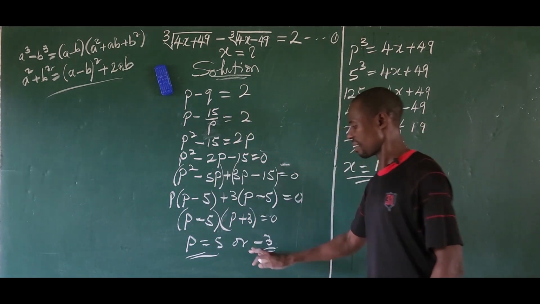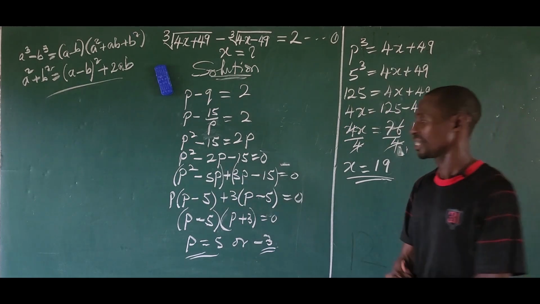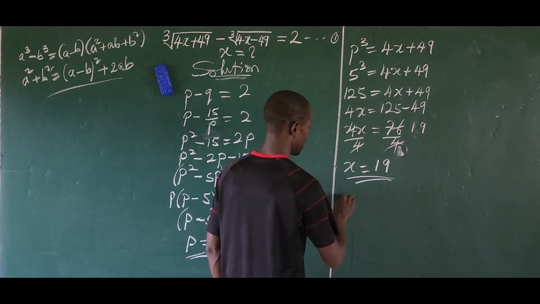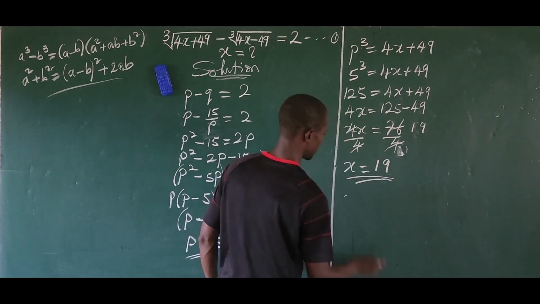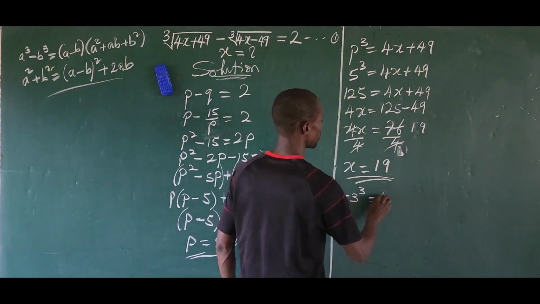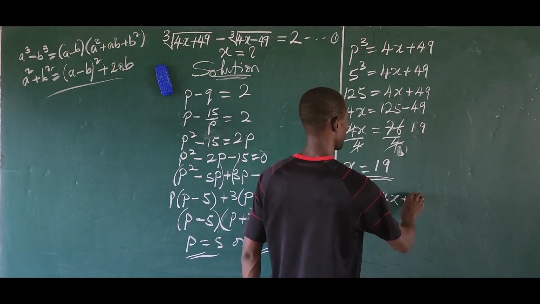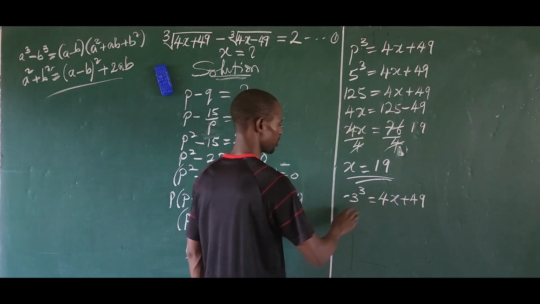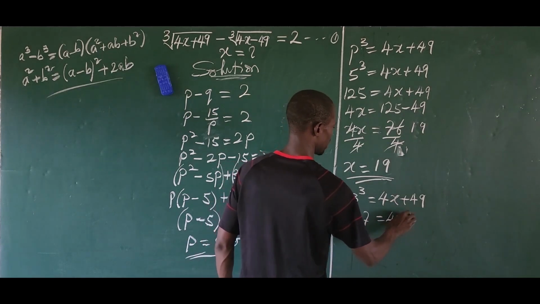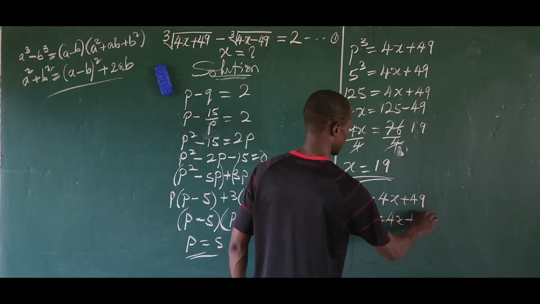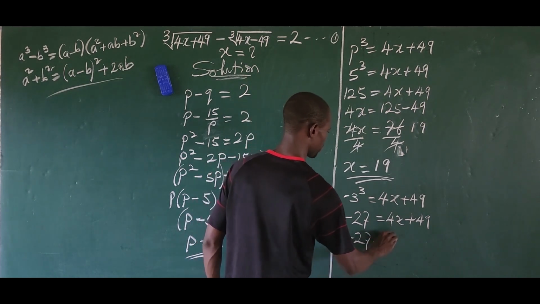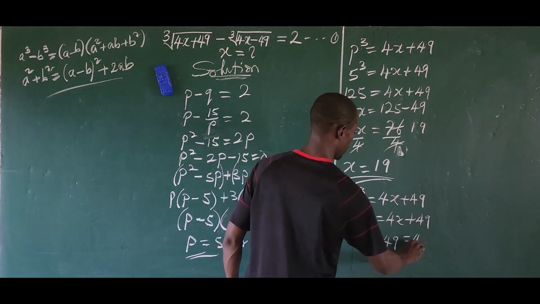But again, we have our p to be minus 3. So we substitute for our minus 3. So this is going to give us minus 3 to the power of 3 equals 4x plus 49. And so this will give us minus 27 equals 4x plus 49. So move this to this side, gives us minus 27 minus 49 equals 4x.